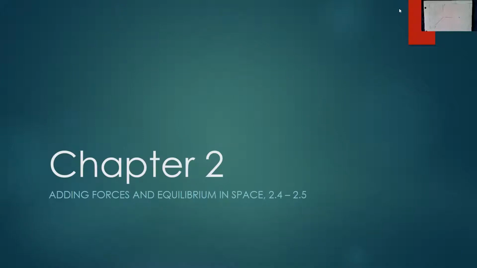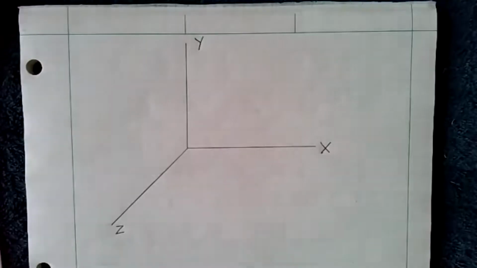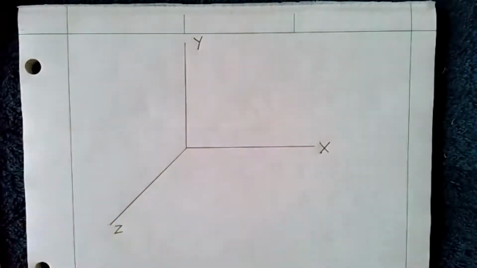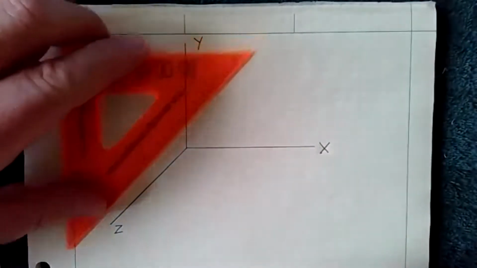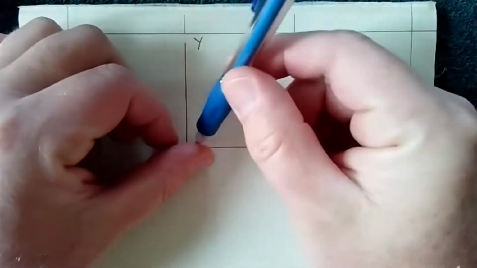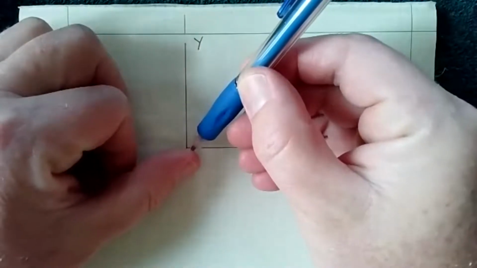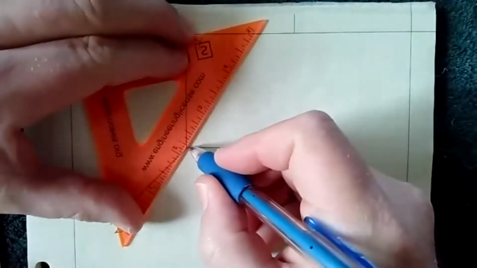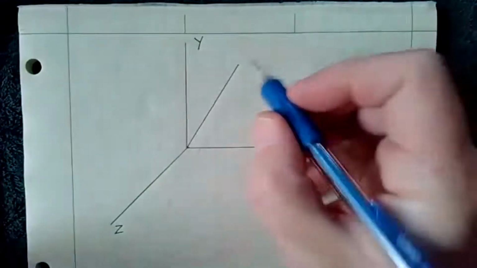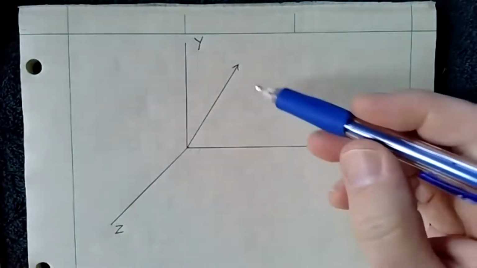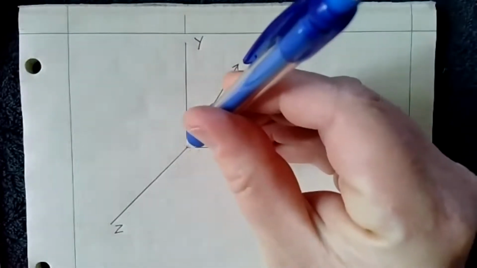Sorry. So first, I want to look at an XYZ plane, and let's talk about 3 dimensions. Let's imagine that we have a force. It's kind of hard to draw here, but imagine a force that's coming up out like that. When I draw it like this on paper, it looks like it's in just the XY plane, but it's really not. It's actually coming out kind of like that.